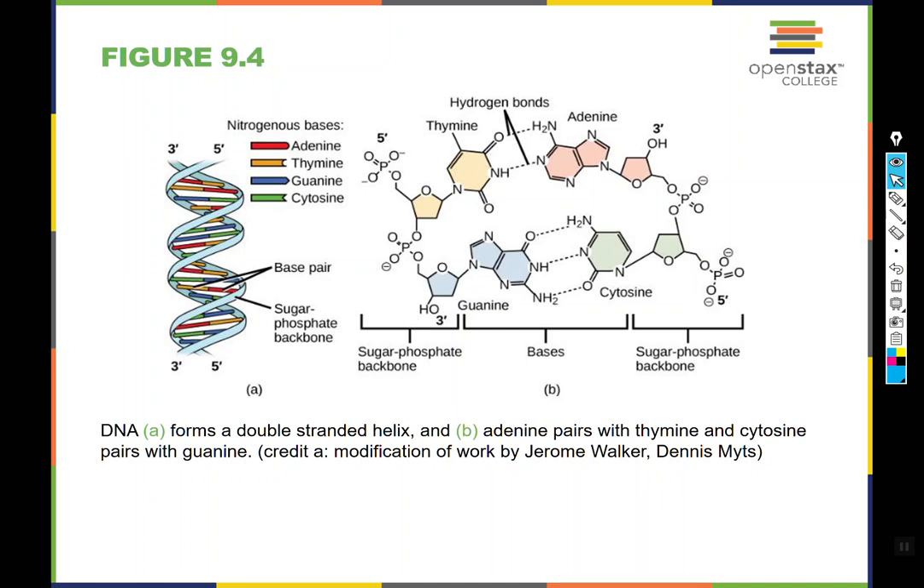So in DNA, because it's double-stranded and there's a center region, we call different parts of the molecule different things. So it's a double helix, so it looks like a sort of twisted up ladder structure. And you can see that right here.